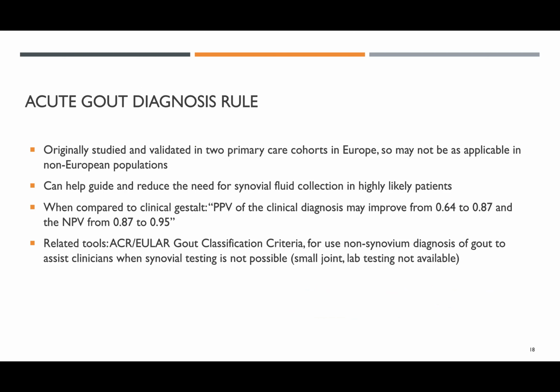You may be asking, but other than my clinical gestalt, are there any rules or tools that I can use to really nail down that this person has gout and not something else, other than taking a needle to a joint? Yes, there are. Otherwise, I wouldn't have mentioned it like that. There's something called the acute gout diagnosis rule, originally validated in Europe. So not well studied, but not necessarily, with that caveat of applying it to non-European populations.